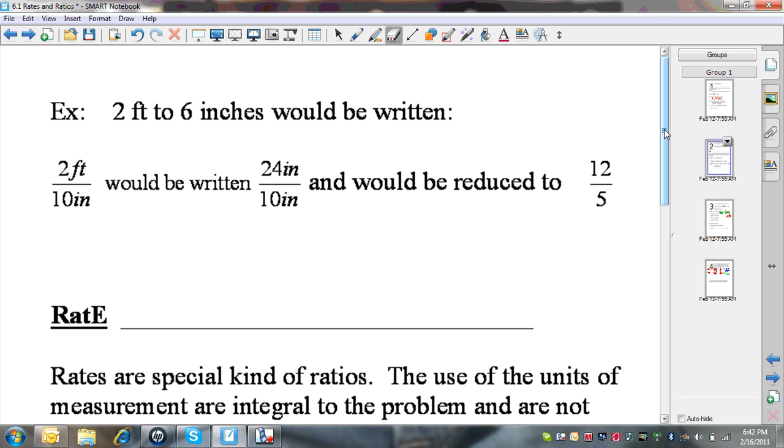So that's kind of a short synopsis of ratios, and much of your homework tonight for the next class will be involved with simplifying and writing ratios. But there's a special kind of ratio now that we need to talk about that's called a rate. And yes, it has a big E at the end of it, and I'll explain that in a minute as well. But like I said, they are a special kind of ratio.